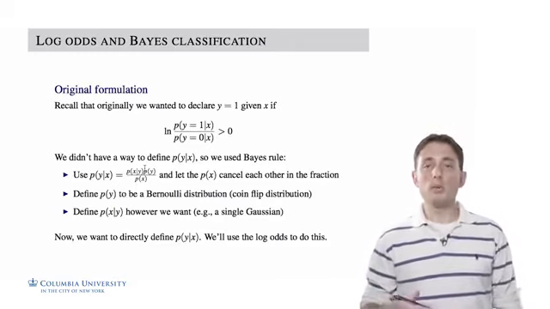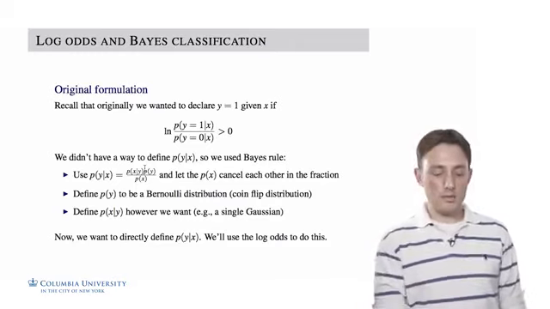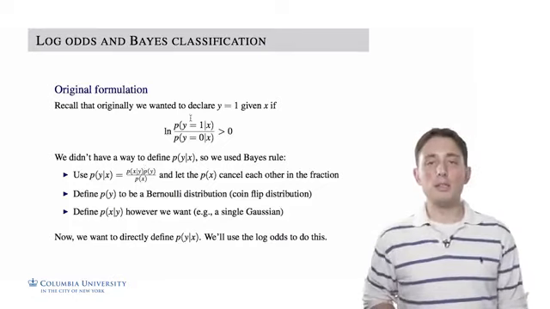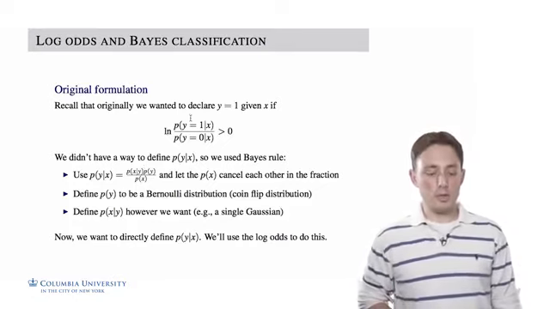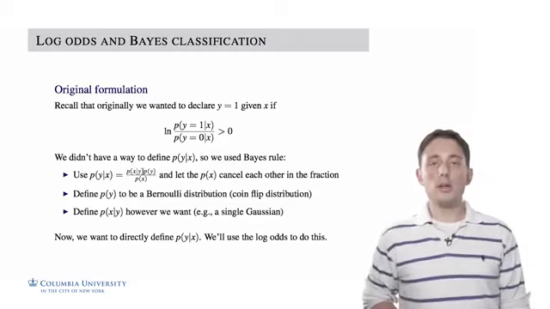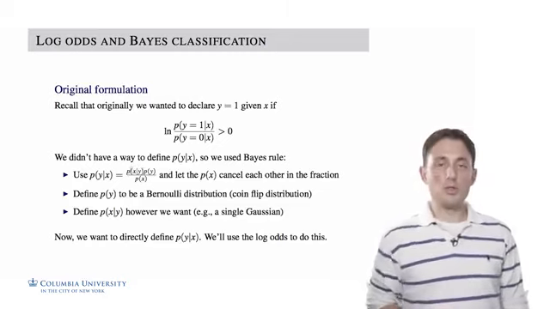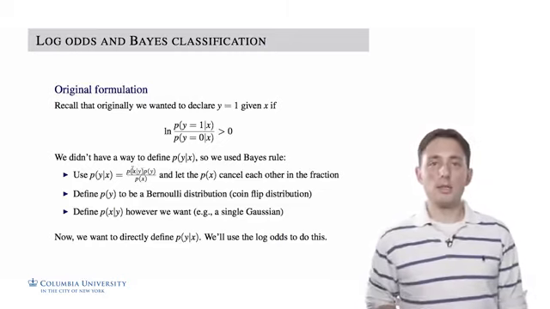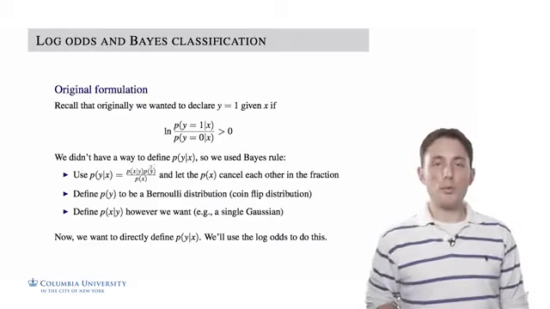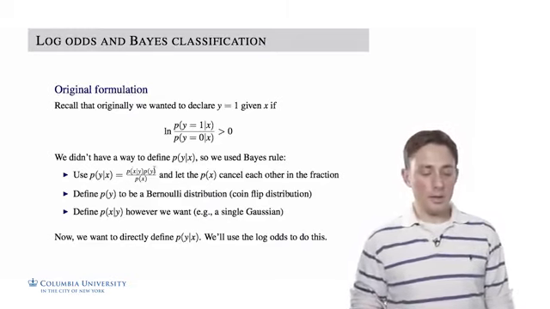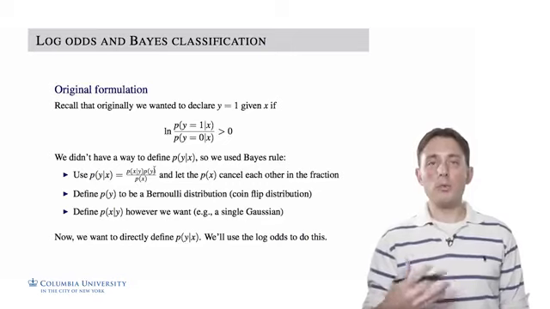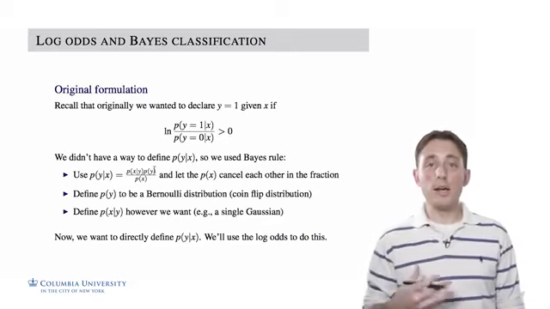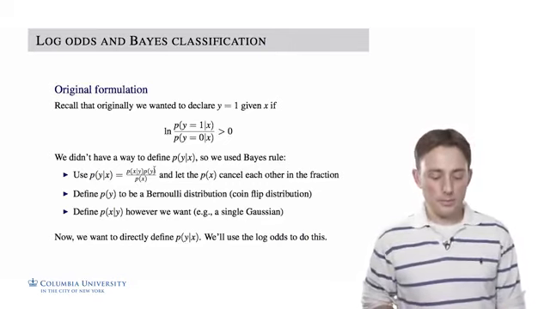If you remember, the reason we did Bayes classification is because we didn't know how to necessarily define this probability distribution, but we could define the conditional distribution on the covariates, the class conditional distribution, and a prior. So we were able to more easily come up with ways of defining those probabilities.